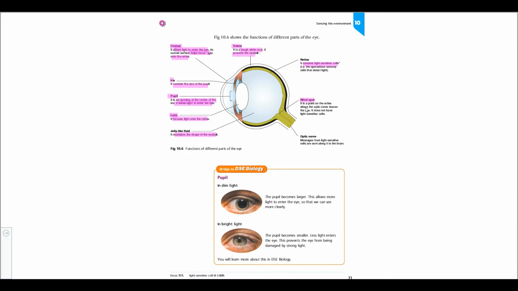Because at this point the optic nerve will leave the eye, so there has to be an opening, so there will be no light-sensitive cells here. So when light shines on this part, there will not be any message sent to the brain. And the optic nerve, why do we need that? Because the messages from the light-sensitive cells are sent along this structure to the brain. So when messages are sent to the brain, the sensation called sight will be produced. So these are the functions of these 9 different parts of your eyes, alright?